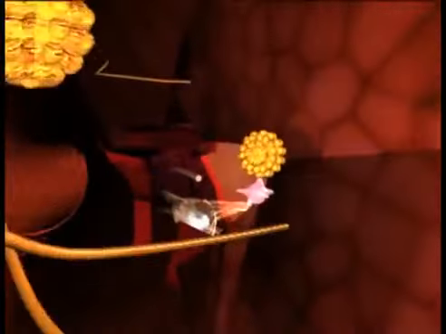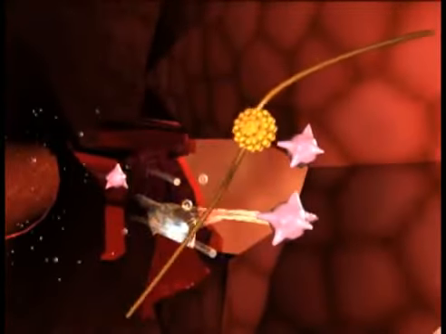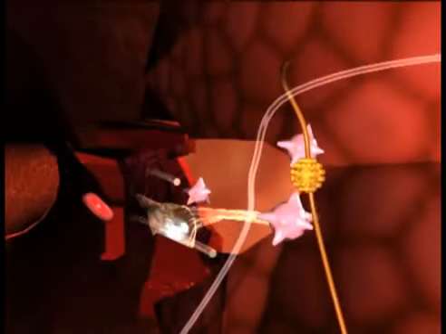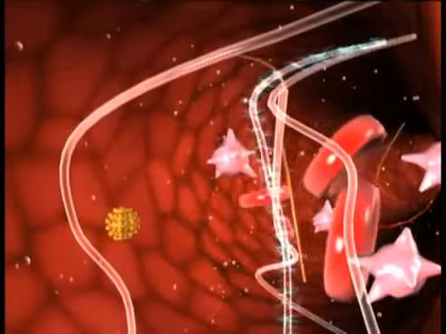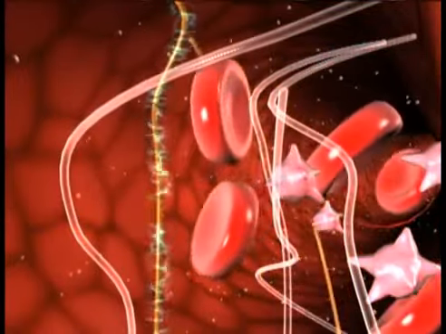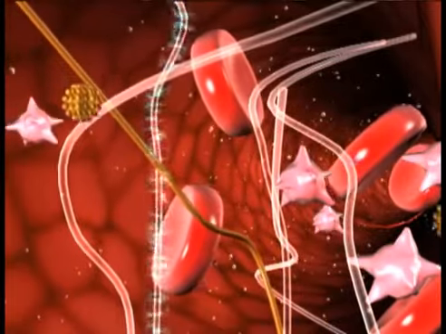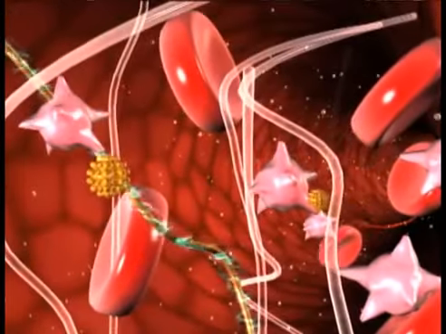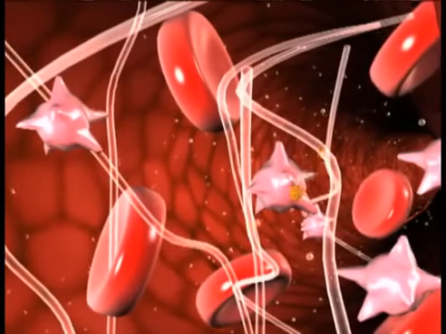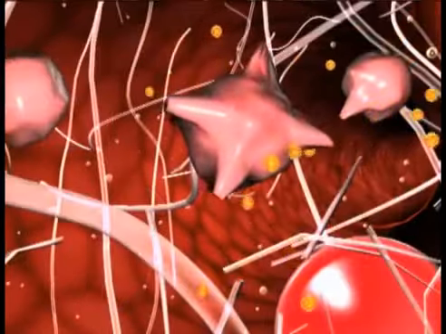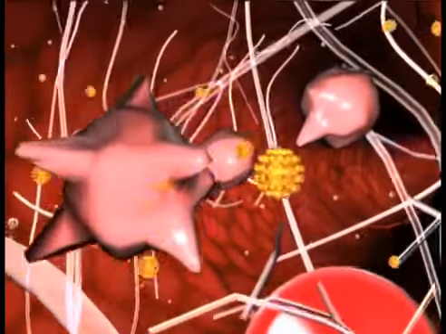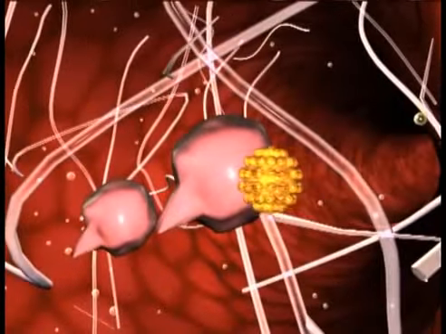Now, thrombin possesses an essential property. It ensures conversion of fibrinogen into fibrin, so a stable and resistant clot is formed. In the middle of the clot, activated platelets produce even more thrombin. Which in turn activates more platelets.